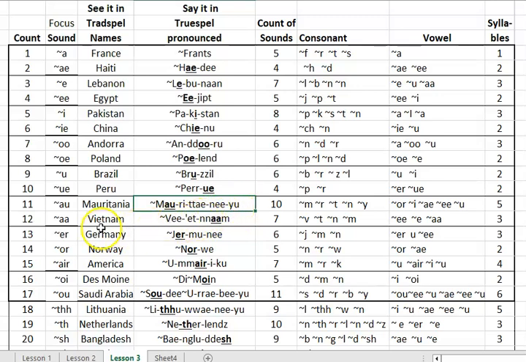Vietnam is interesting because you have the two vowels together. Now they are separated in Truespel with an apostrophe. If the second of those syllables were stressed, that would be a double apostrophe, just like we have double consonants to indicate a stressed syllable. So that would be very interesting. It would be a quote sign, but in this case it's Vietnam.